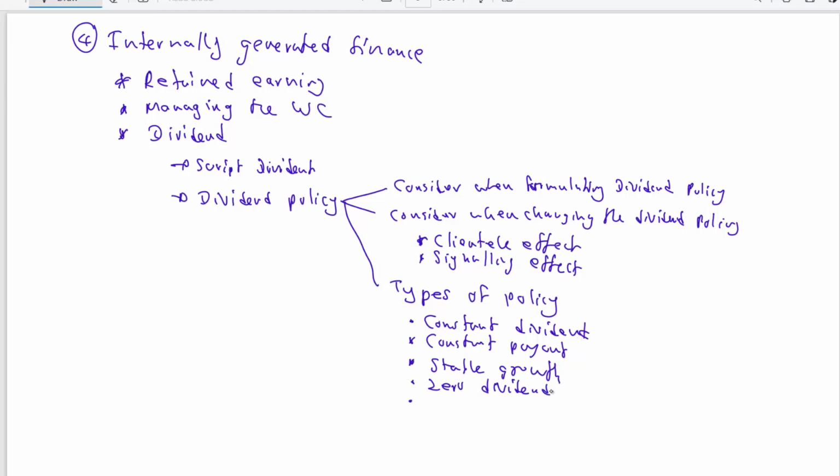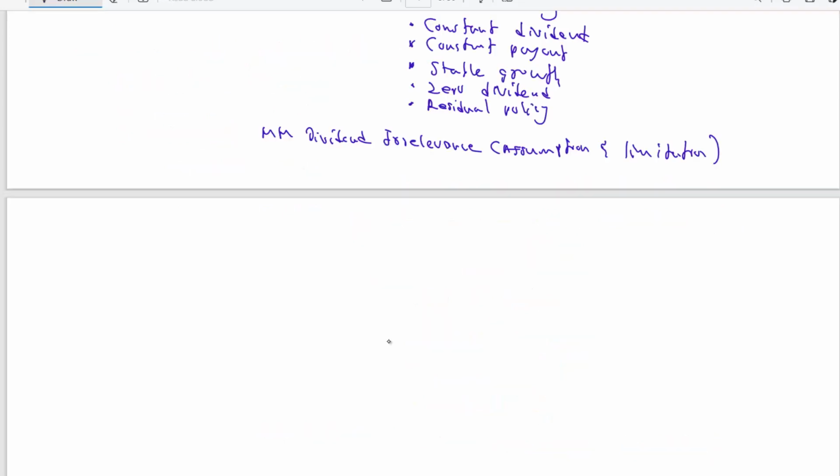And you should know the residual policy. Further, you should know dividend irrelevance theory. Under that, you should know what the theory is first, and you should know assumptions and limitations of this particular theory. Apart from that, you should know what is manufacturing dividend.